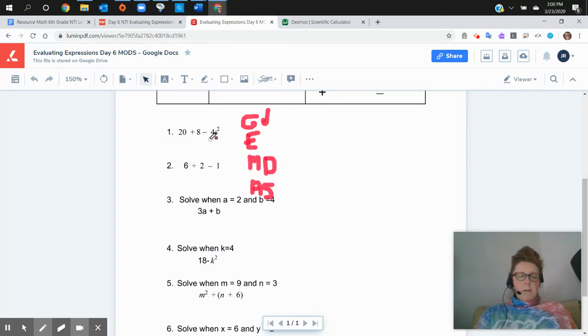So I'm going to draw a little arrow. I'm going to try to do it with my pencil. And we do 4 squared, or 4 times 4. So that would be 16. So I'm going to write this out here if I can.